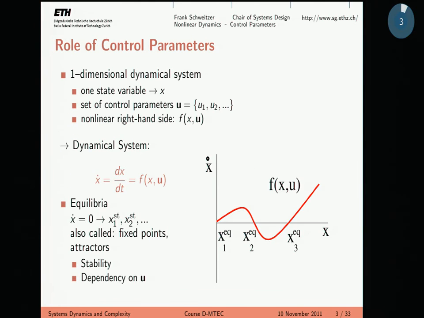Role of control parameters. I will introduce a few basic notions first about what is a dynamical system and what kind of things we're interested in a dynamical system. What we're interested in is this, basically. This is the equation that governs the evolution of a dynamical system. Why is it called dynamical in the first place? Because we're interested in its dynamics, in its rate of change. This is the first derivative, basically. How it changes over time.